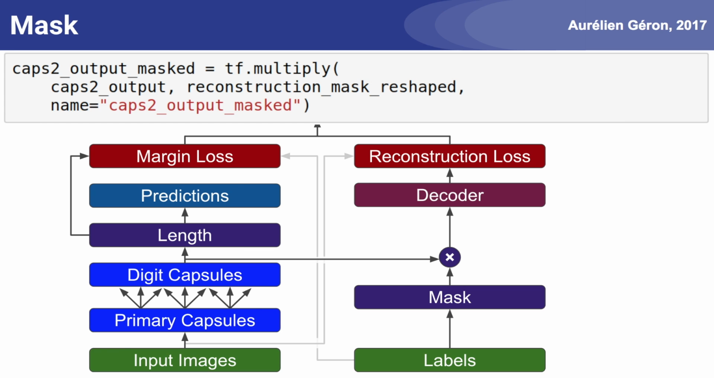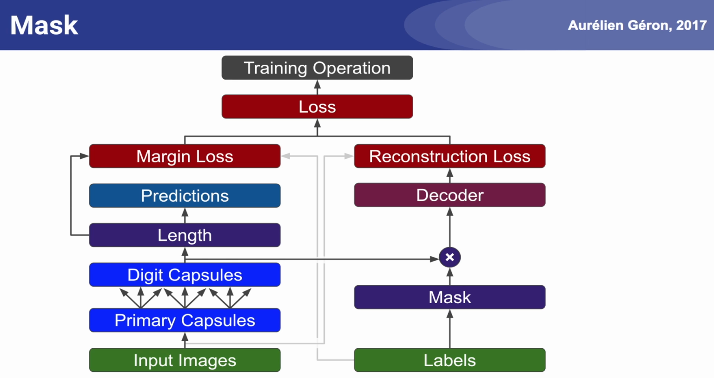By multiplying the digit capsules output and the mask, we get the input to the decoder. But there's one catch. This picture is good for training, but at test time, we won't have the labels. So instead, we will mask the output vectors using the predicted classes rather than labels, like this.